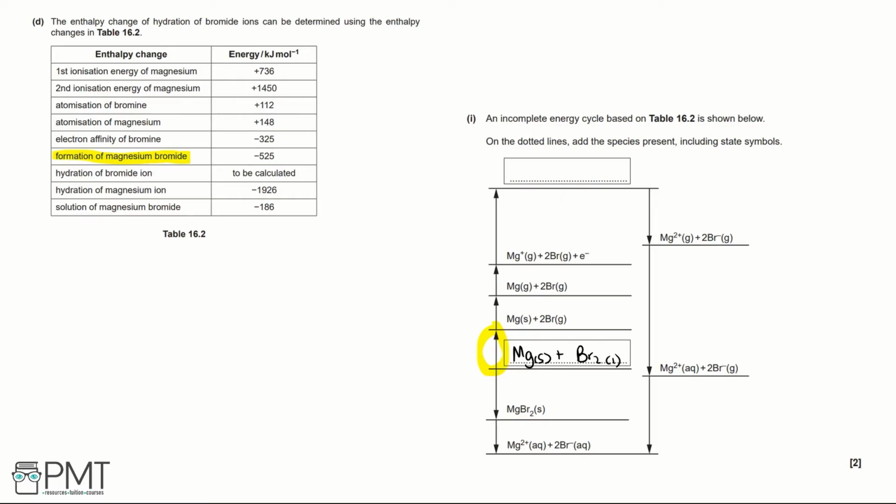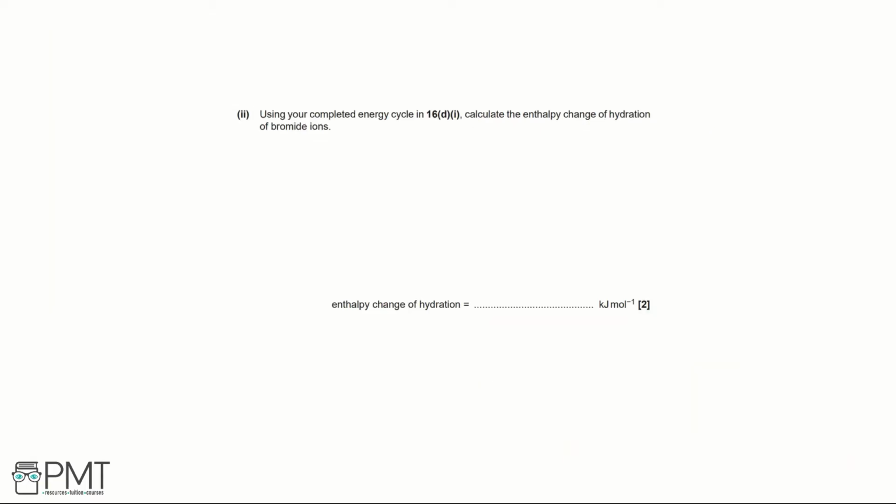It's very important that you write a liquid state symbol here. And then we're going to look at the second ionization of magnesium, which is in this part here. So that's going to be Mg2+ as a gas, and then 2Br- as a gas also, with 2 electrons. So to get the 2 marks for this question, you get a mark for each correct equation that you've written for this question.